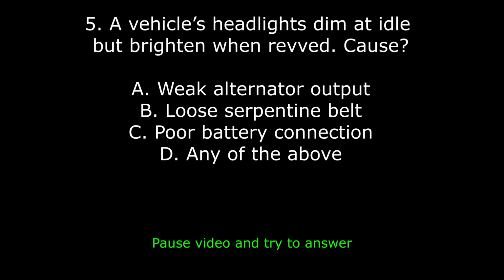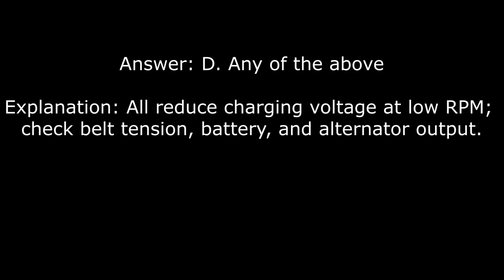5. A vehicle's headlights dim at idle but brighten when revved. Cause: A, weak alternator output. B, loose serpentine belt. C, poor battery connection. D, any of the above. Answer: D, any of the above. Explanation: all reduce charging voltage at low RPM. Check belt tension, battery, and alternator output.